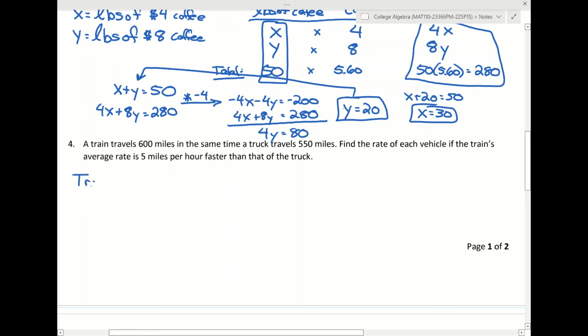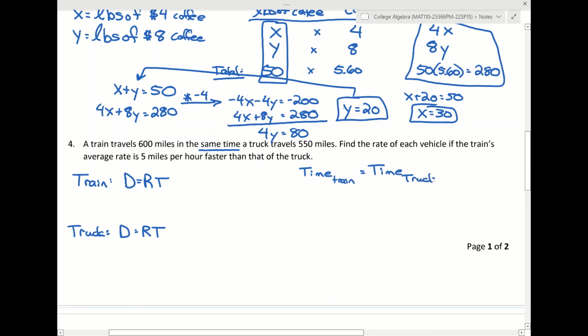We have a train where distance is equal to rate times time. And we also have a truck where distance is equal to rate times time. And it's saying the same time. So what that tells us is the time of the train has to equal the time of the truck.